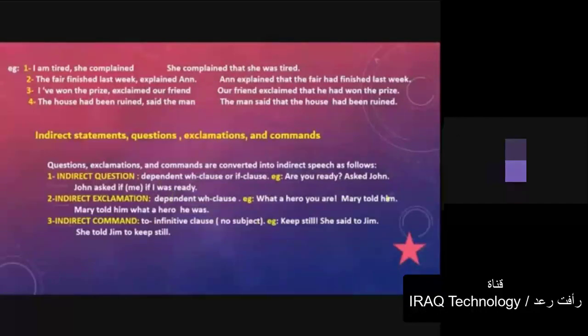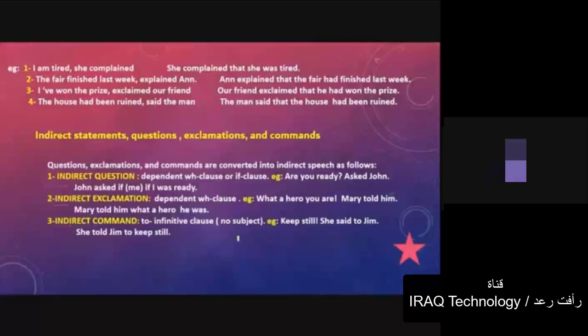If the question begins with an auxiliary verb, I use if. Okay? Indirect exclamation: dependent WH clause. What a hero you are, this is an exclamation, Mary told him. Mary told him what a hero he was. You changed to he and are to was, and after the exclamation we drop the exclamation mark because it is an indirect exclamation.